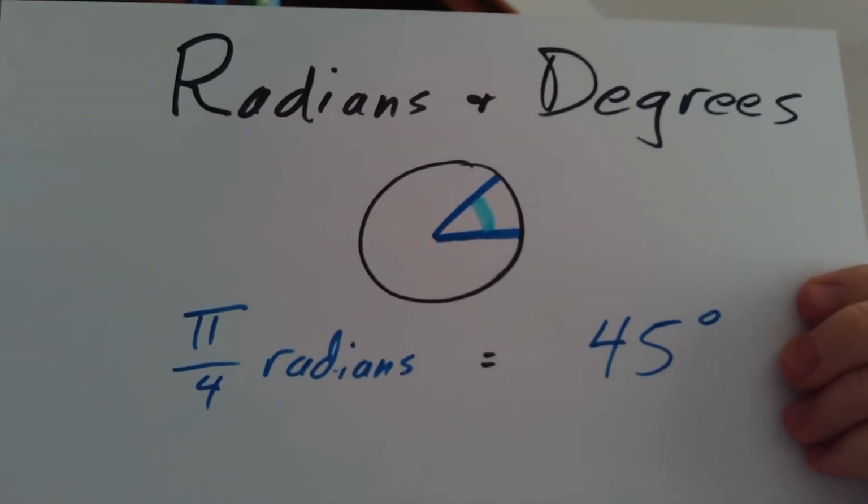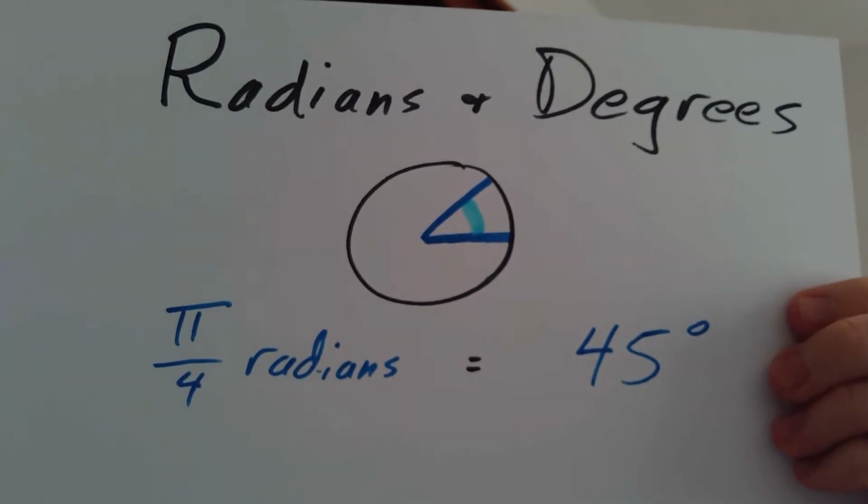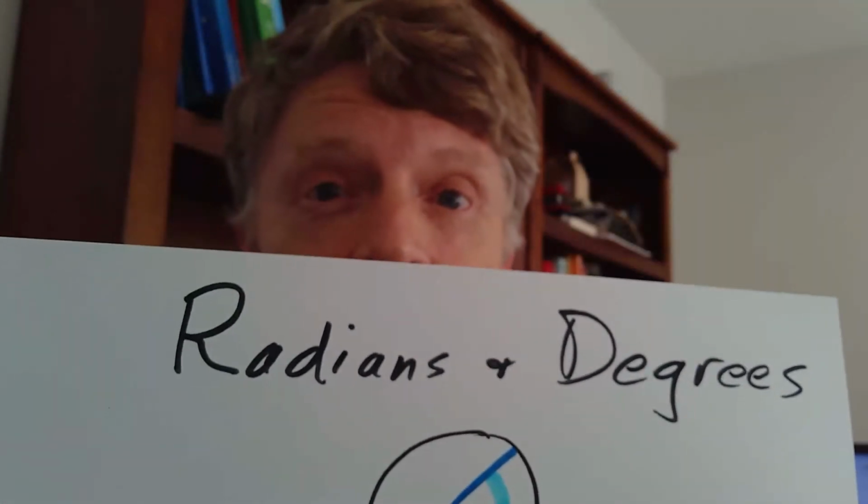Good morning, everyone. We've got a new lesson today on radians and degrees. Okay, so what we're doing, again, is using two different types of measurements. You're probably really familiar with how to measure an angle with degrees. Today we're going to talk about radians, what they are, why we use them, and most importantly, how to convert between the two. All right, so here we go.